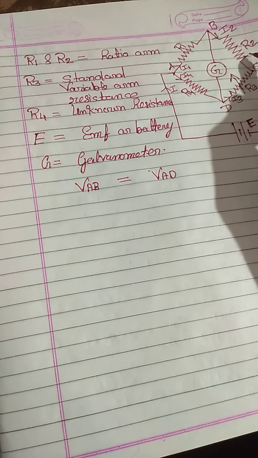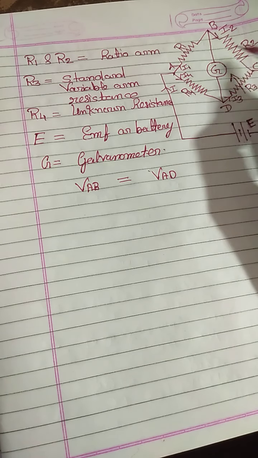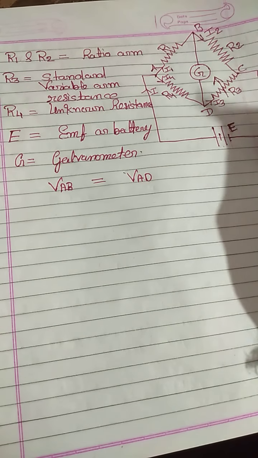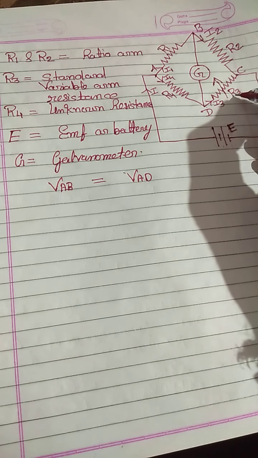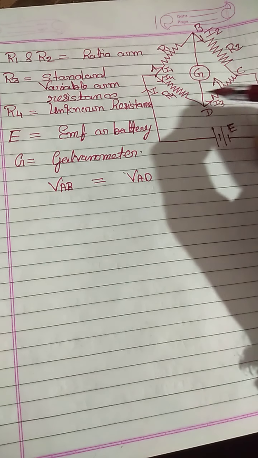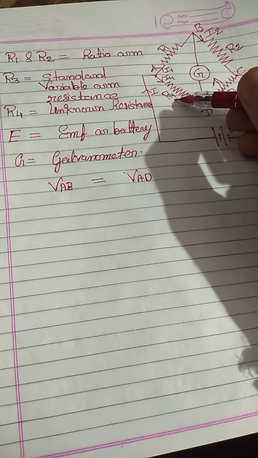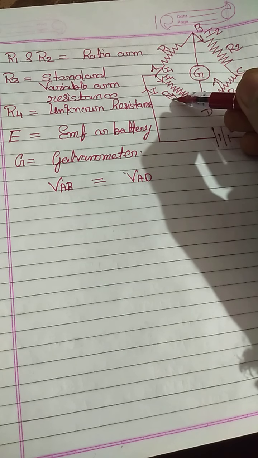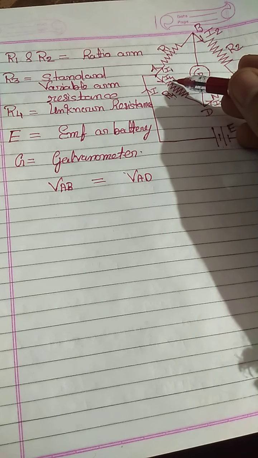Resistances R1 and R2 are the ratio arms whose values are constant and cannot be varied. Next, R3 is a standard variable resistance which can be changed. It is connected in series with R4, so if you change the value of resistance R3, the value of current I4 will change, and I4 will be adjusted in such a way.